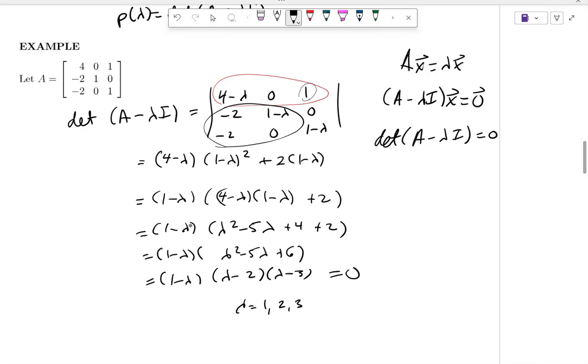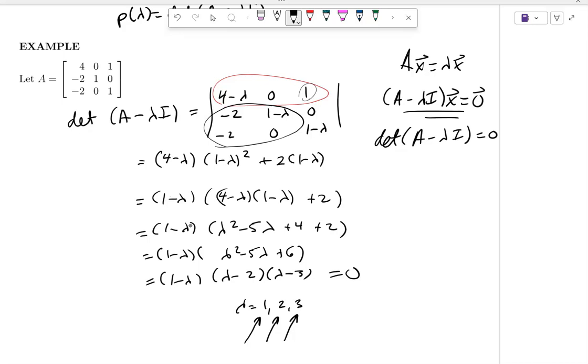How do we find the eigenvectors that are associated with each of these? Well, remember again, these are the values that give us non-trivial solutions to this equation, right? Or not this equation, you underlined the wrong one. This one. That equation, right?